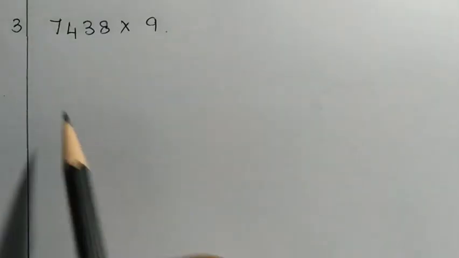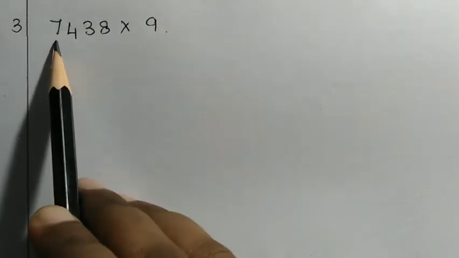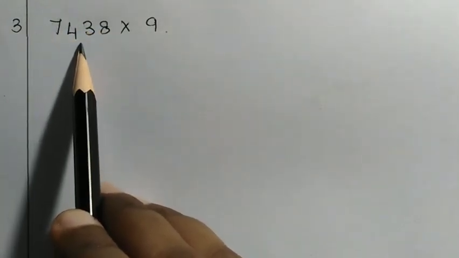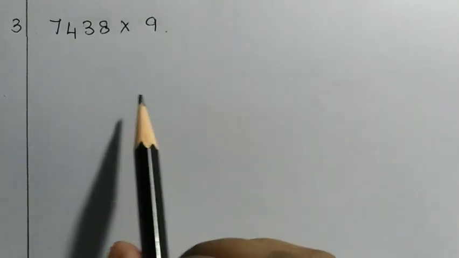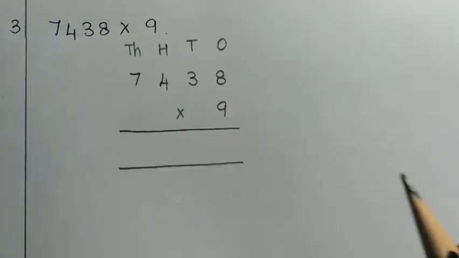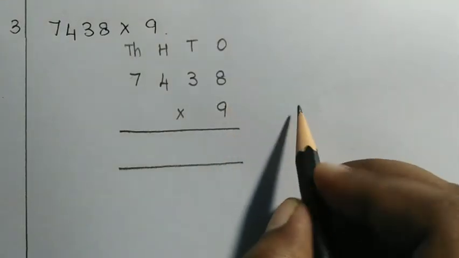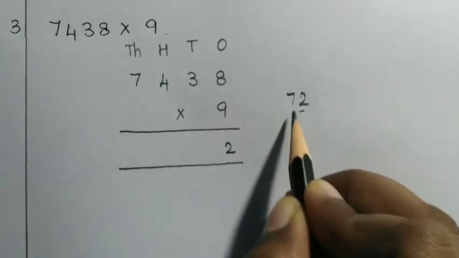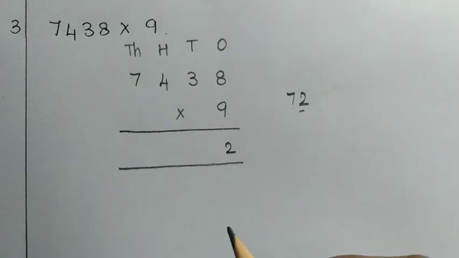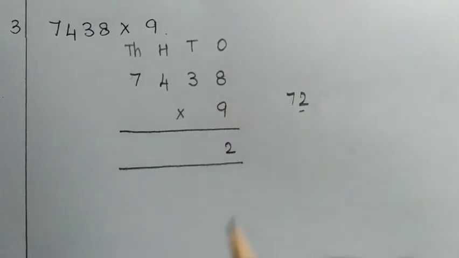Third sum, 7438 multiplied by 9. So this is a 4-digit multiplicand which is multiplied with a 1-digit multiplier. Now let us write in columns. 8 9s are 72. 2 will be written over here and 7 is the carryover. 3 9s are 27. 27 plus 7 is 34.